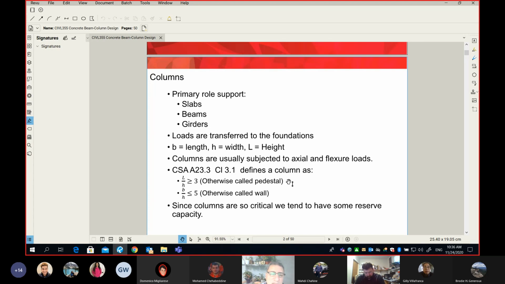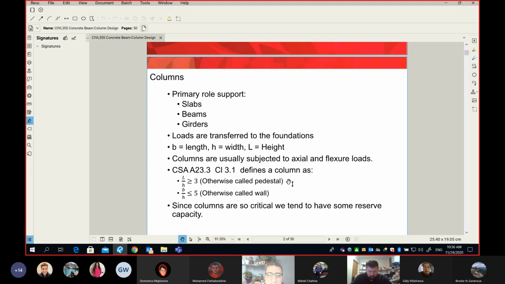In our course here, we will simply use 3 letters. The width of the column we'll refer to as H, and the length of the column is B, where the length is always more than the width. And then finally, there is a 3rd dimension, which is the height of your column.